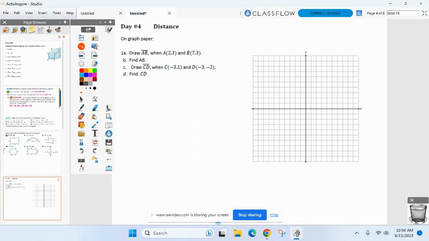Talk to me here. 1A, draw. Can somebody speak to me here geometrically? What's that say? Line segment AB. All right, so let's draw it in. But now I'm going to give you what the endpoints are. So graph (2, 3) and (7, 3), and make a line segment, please. Draw that line segment.